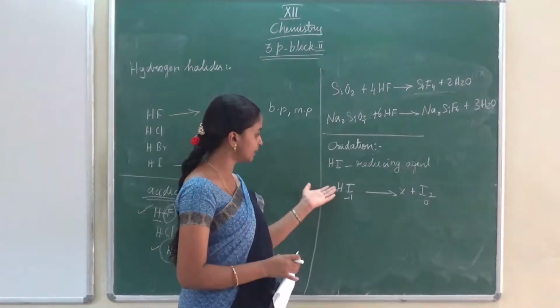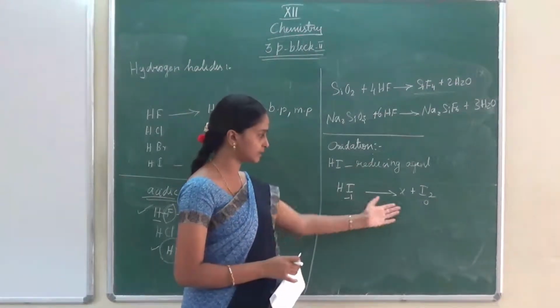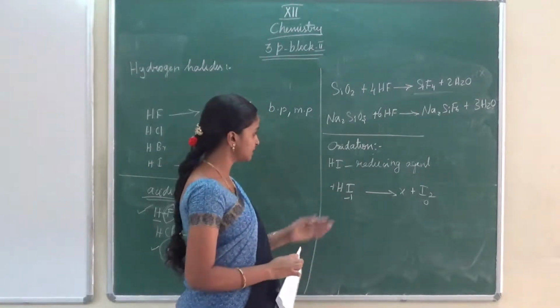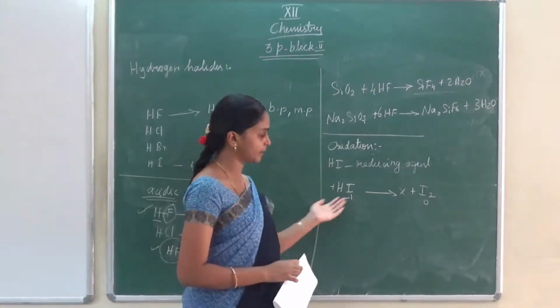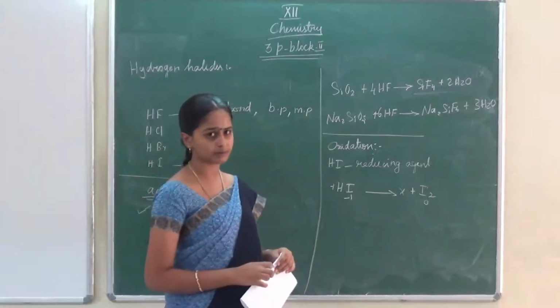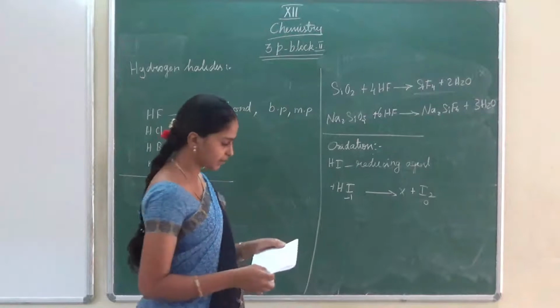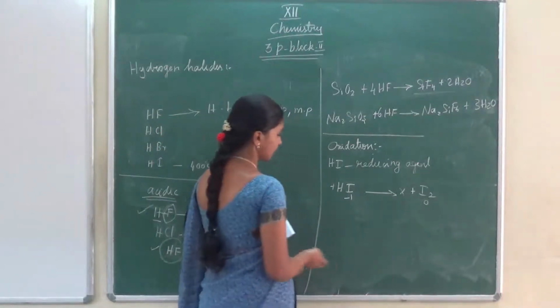Yes, this is how HI acts as a reducing agent. When we treat any compound which we want to reduce, we can easily add hydrogen iodide and make it undergo the reduction process. So they are highly reducing in nature. Okay, the next one, one more example.